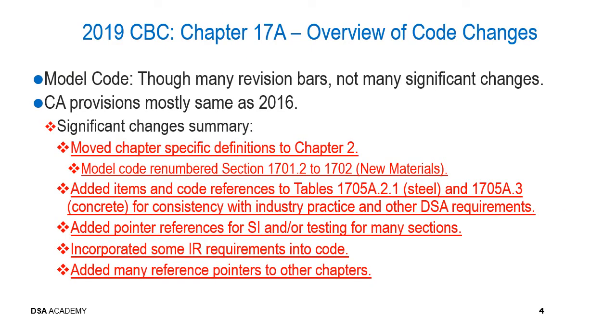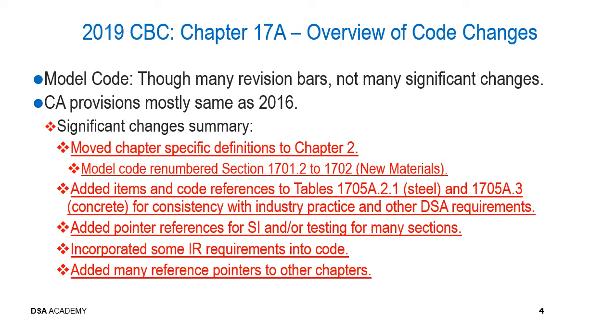Here's an overview of the code changes for Chapter 17A of the CBC. In the model code, if you recall, there are margin markings that have revision bars that will identify any change from one model code to the next, or from one edition to the next. You're going to find that there are a lot of revision bars in the code for the 2019 edition, but there's really not that many significant changes.